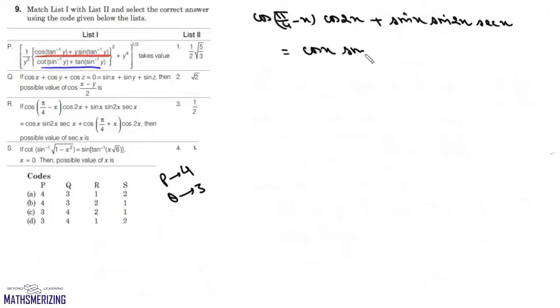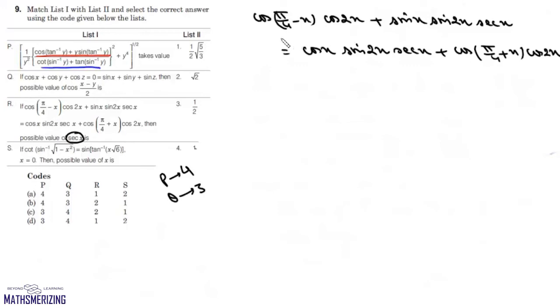Now we'll come to this third part, which is R, and it says if cos(π/4 − x) cos 2x + sin x sin 2x, into secant x, is equal to cos x sin 2x secant x + cos(π/4 + x) cos 2x, we'll need to find one of the possible values of secant x.